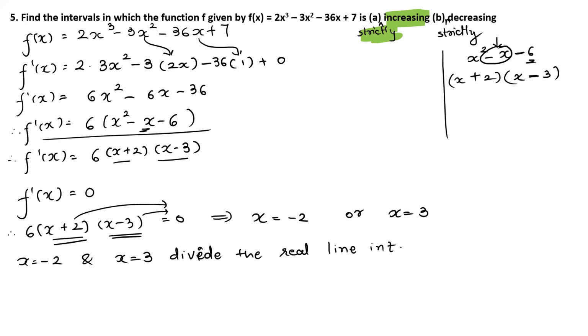into how many parts will it make? We have 2 numbers. If I had 1 number, it would make 2 different intervals. But if I have 2 numbers, it will make 3 intervals. So the real line into 3 distinct intervals. How? Because see, I'll show you.